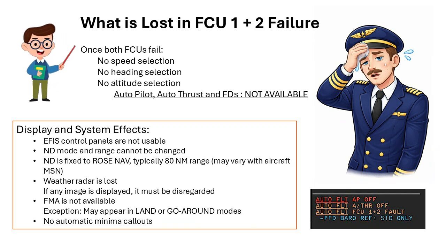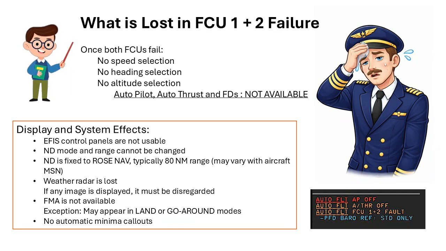At the same time, EFIS control panels become unusable. The ND mode and range cannot be changed, and the ND is fixed to ROSNAV with a typical range of 80 nautical miles, which may vary with aircraft MSN. The aircraft then transitions to a fully manual state, with autopilot, flight directors, and autothrust all off, while bird, or flight path vector, remains available, requiring the pilot to fly using raw data.